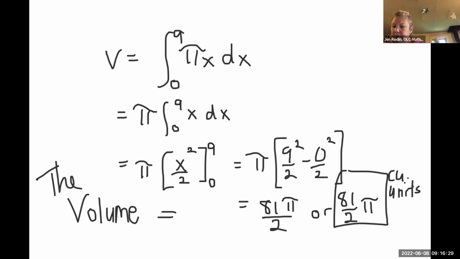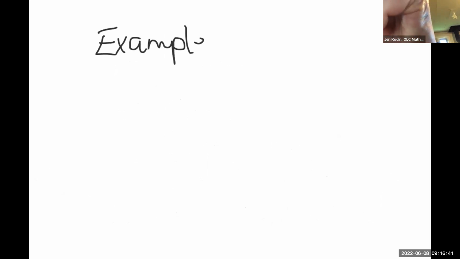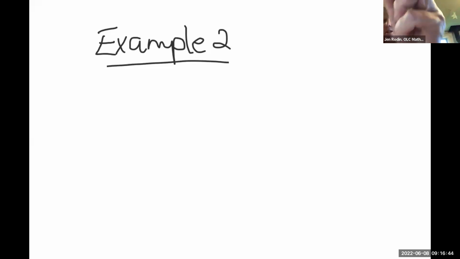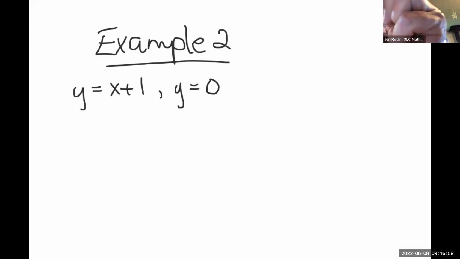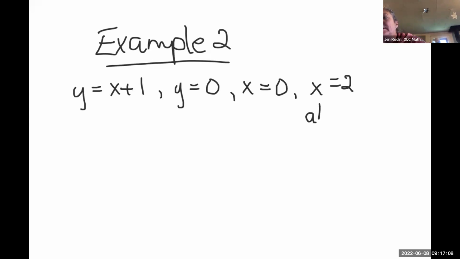We can go the other way too for the whole thing. I'll show one like that also, but let's do my next example. This is the official examples, let's say. I'll call it example 2 though, because we already started. So here they'll say, find the volume of the region defined by y equals x plus 1, y equals 0, x equals 0, and x equals 2, rotated about the x-axis.